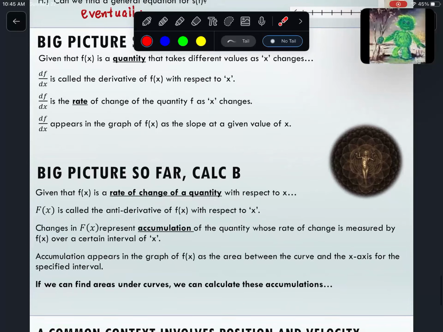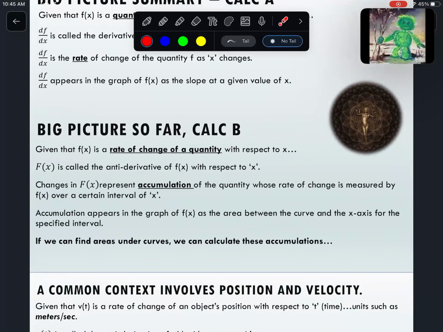And now that we've started Calc B, here's the story so far. Suppose our original function, the little f, is actually a rate of change as opposed to an amount. There's another function, perhaps called big F, that is the antiderivative of little f. And we can learn about this antiderivative by looking at areas under the graph of little f. Changes in capital F are an accumulation of whatever quantity whose rate of change we were measuring. It's the area under the little f graph.